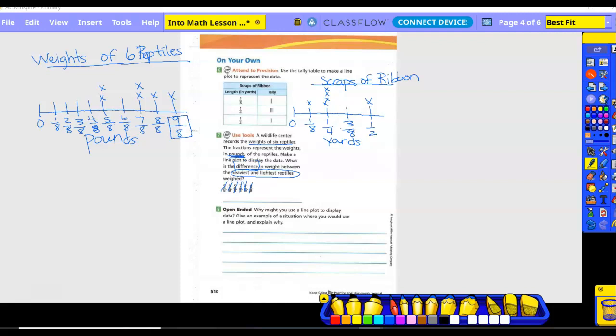9/8. What is my lightest? Okay, so I have 1/8 on the line plot, but did we put any X's there? No. So is that the lightest? No. Our lightest reptile is the 5/8. So on my line, I'm going to write 9/8 minus 5/8 equals what? Equals 4/8. Is that simplified?